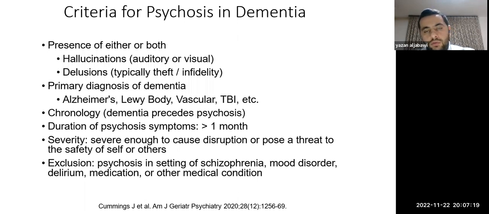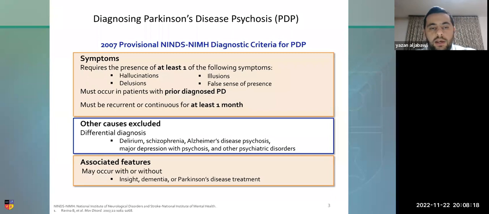Now, regarding the criteria to diagnose psychosis in dementia, we have to have one or both main psychotic features, like hallucinations and delusions, and we have to have a pre-established diagnosis of dementia, and the dementia diagnosis should precede the psychotic symptoms in order to consider it a psychosis in dementia. And the duration of the psychotic symptoms should be more than 1 month, and it should be severe enough to cause disruption or pose a threat to the safety of self or others. And of course, we have to exclude other mental disorders as well as medical conditions in case they can cause a similar presentation.